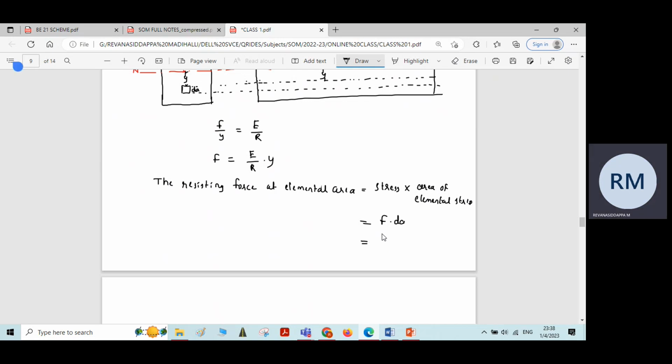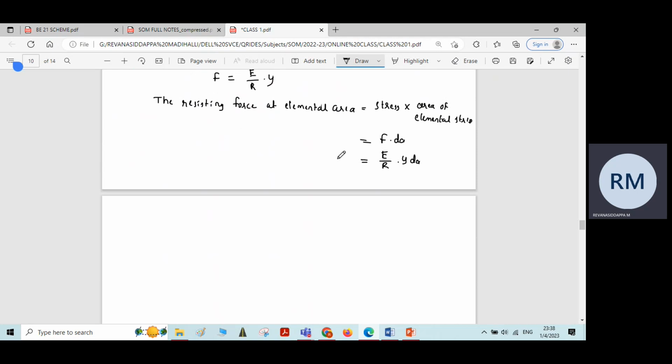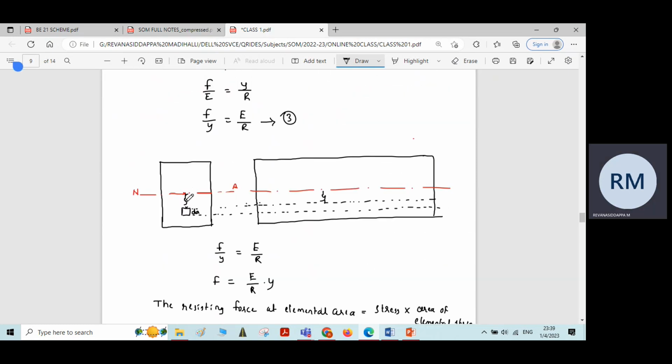So F is nothing but E by R into Y into dA. Now we got the resisting force through the elemental area. Now we will take the moment of this resisting force about the neutral axis.